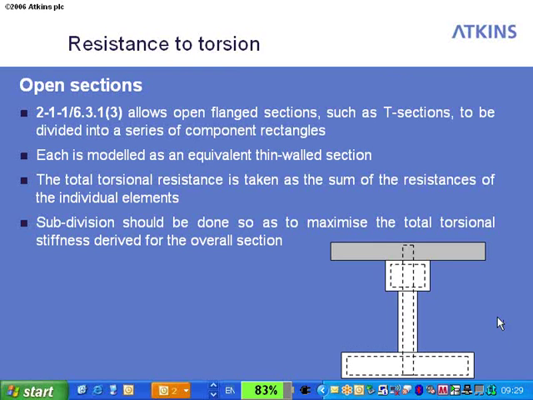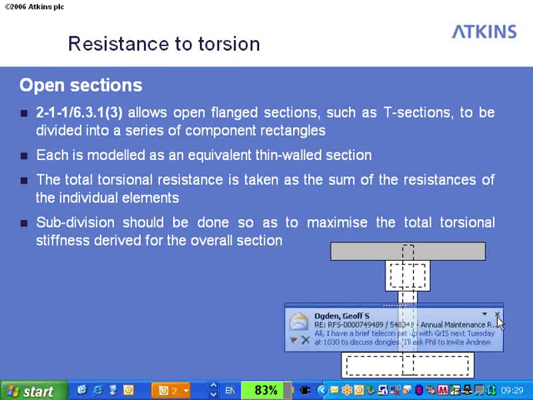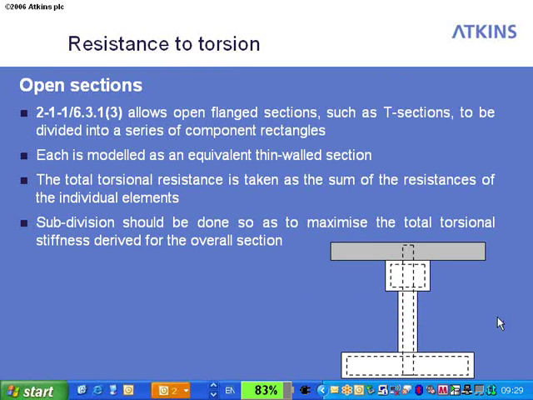So the rules for doing that: we're not free just to split it up in any way that we like. What the code tells us to do is split the section up in such a way that it maximizes the total torsional stiffness that we derive. So in this particular case, this is actually the right answer. We could have split it up by having one rectangle over the full vertical height, perhaps, and then a series of stubby rectangles sitting out from the vertical piece. Well, if we do that and we add up the stiffness, then we'll end up with a lower overall torsional stiffness than we have with this particular setup. So that's the one we're supposed to go for.